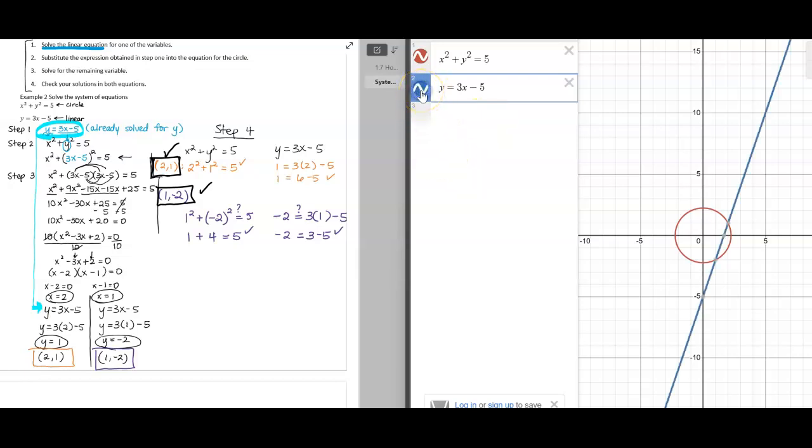And when I graph the second equation of y is equal to 3x minus 5, we do see a line with a y-intercept of negative 5 and a slope of 3. And the two intersection points where the line meets the circle are in fact the two answers that we have in orange and purple of the points 2, 1 and 1, negative 2. So that confirms what we found algebraically in example 2.